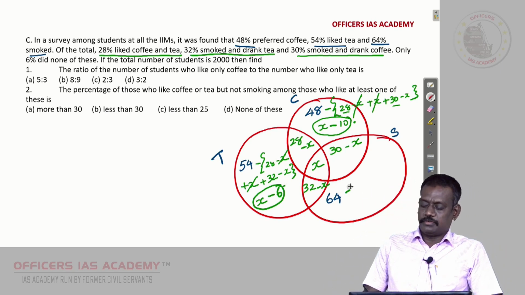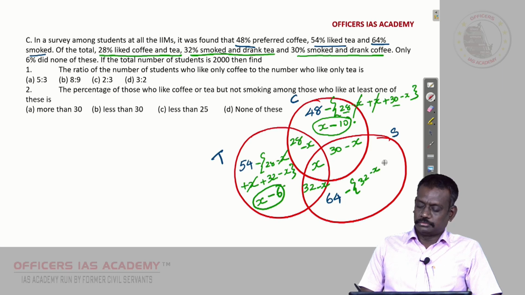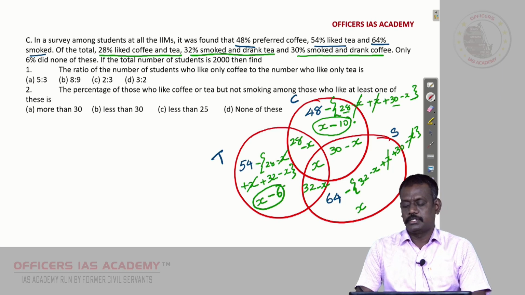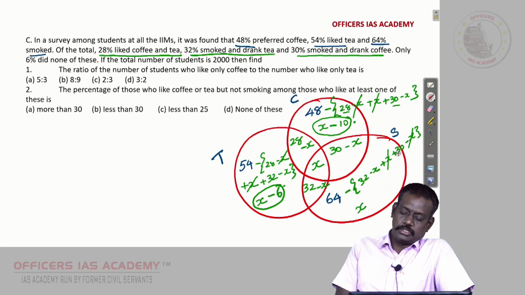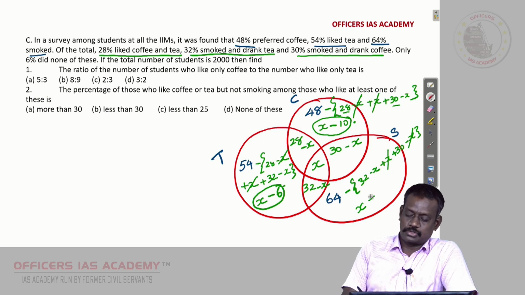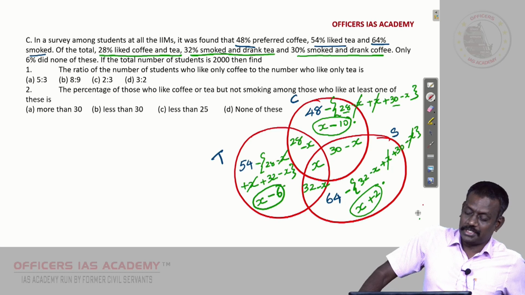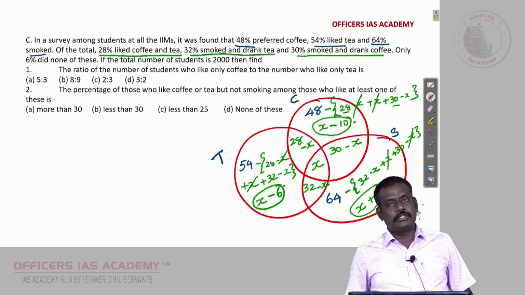And similarly for 64 minus 32 minus x plus x plus 30 minus x. So here also you can cancel this minus x and plus x. So minus into minus is plus x, and here 32 plus 30 is 62. So 64 minus 62 is plus 2. So x plus 2 are the number of persons who have the habit of smoking only. Now we have got all the values, right?